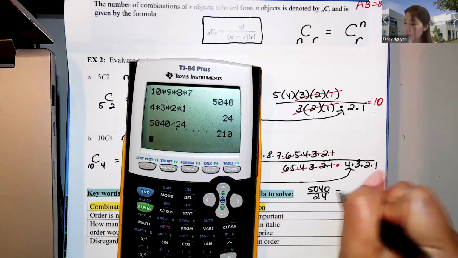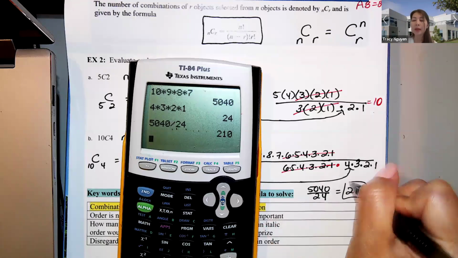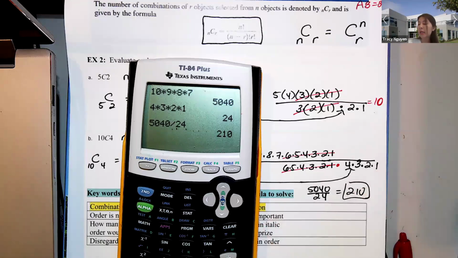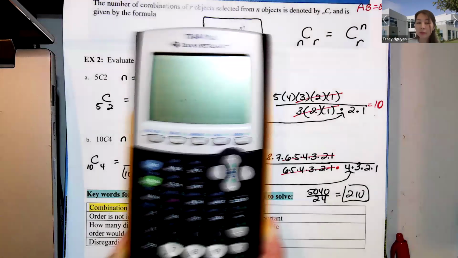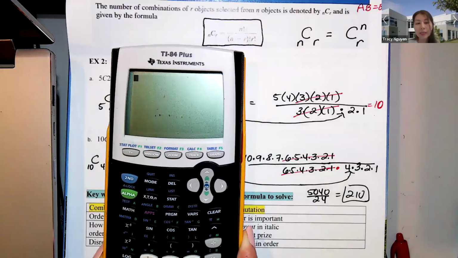This gives us 210. All right. Now, if we use the same numbers for N and R to do the combination of 10 choose 4 using the combination function from our calculator, will we get to 210?